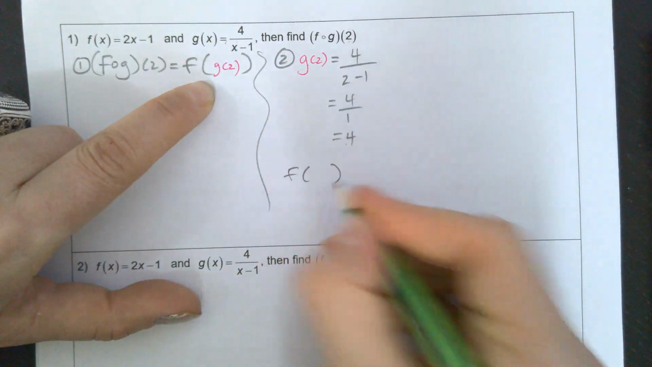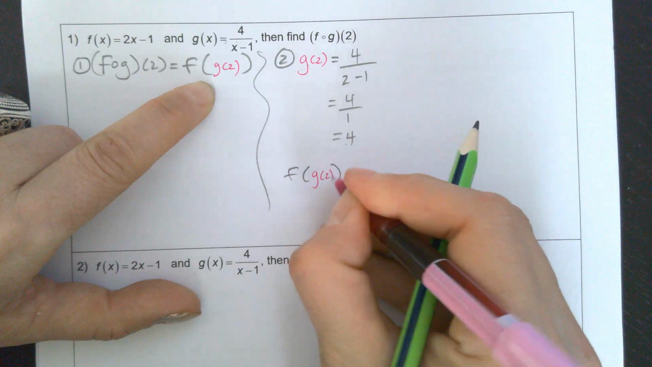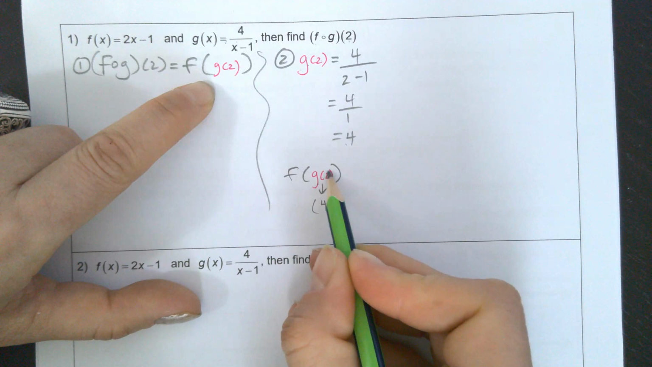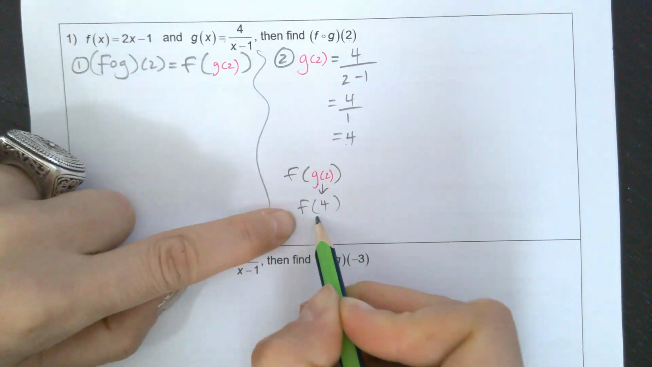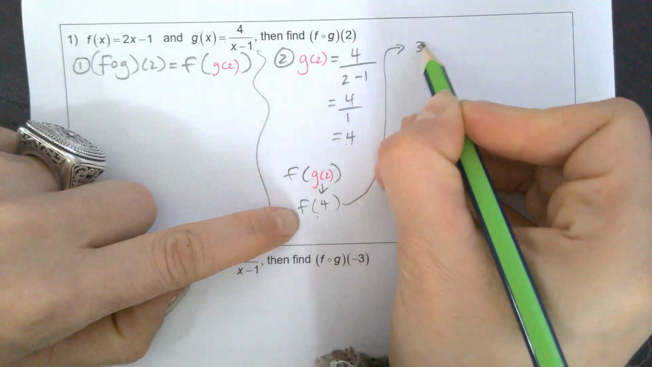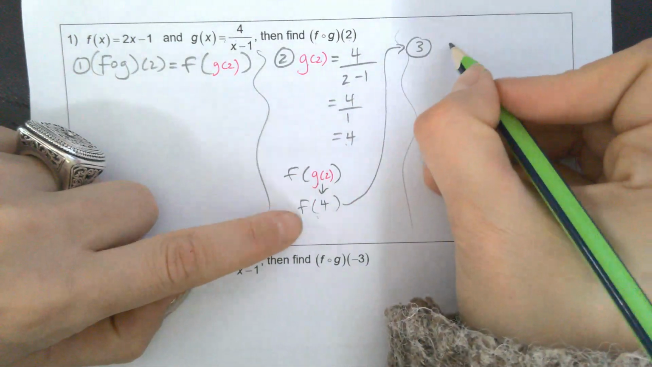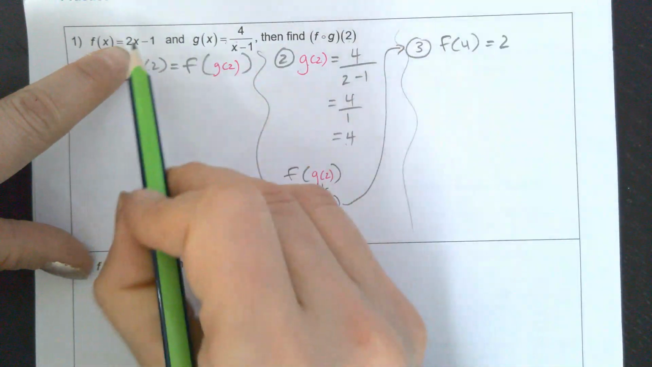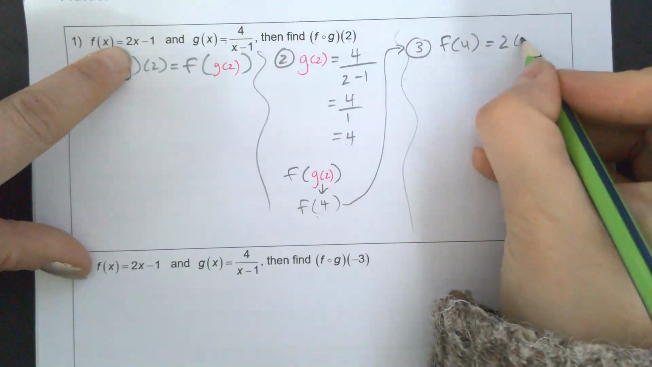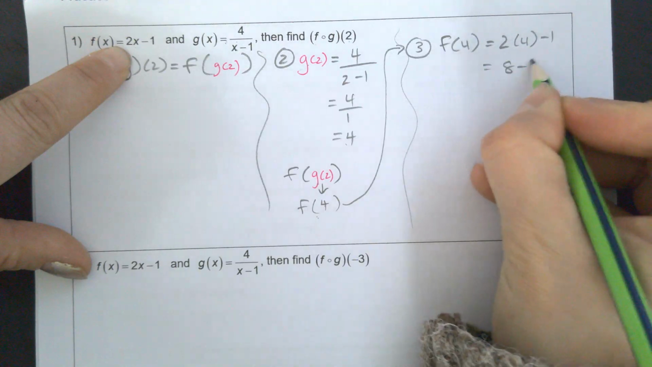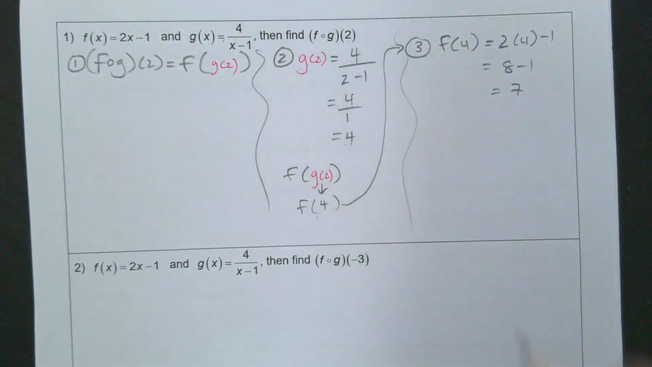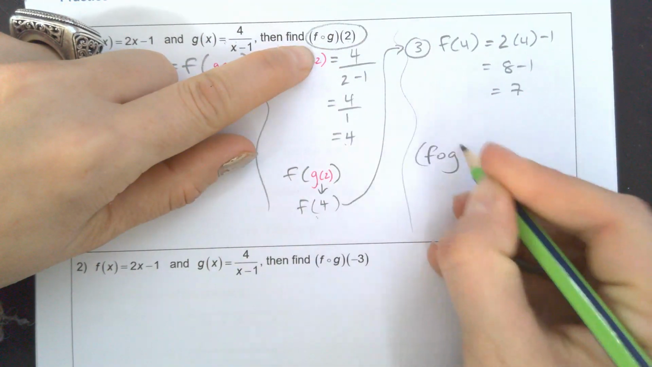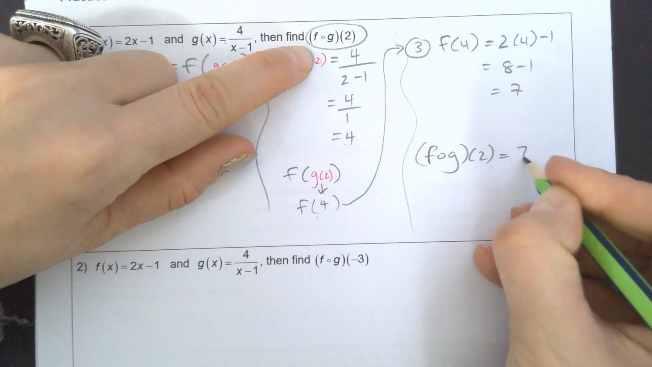So I had f of g of 2, but g of 2 is now 4. So I replace g of 2 with 4. Now I have to find f of 4. So step 3 is I have to find f of 4. Well, there's f. Wherever there's an x, I'm going to substitute the 4 in. There. So now I know this thing, f of g of 2, is equal to 7.